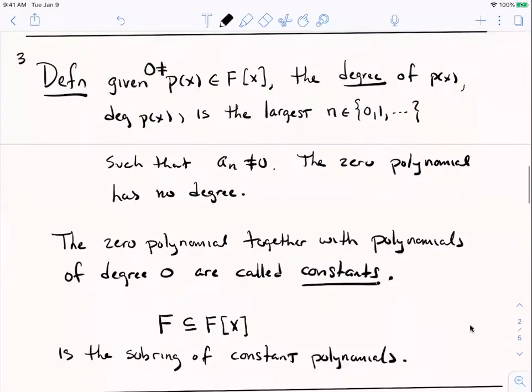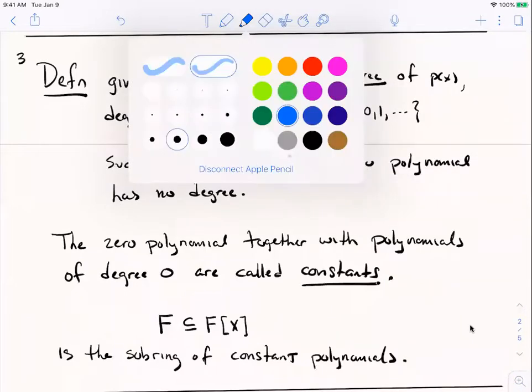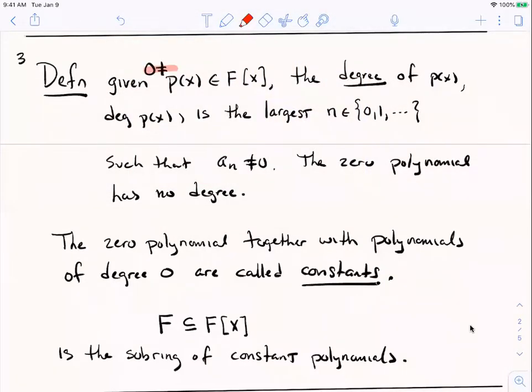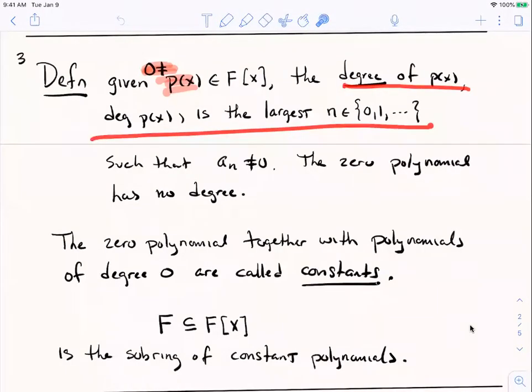So I want to make a definition. Given a non-zero polynomial, I really want to emphasize that. I'm going to emphasize it by highlighting it in some alarming color. A non-zero polynomial. Okay, I define its degree, the degree of a non-zero polynomial. The degree of a non-zero polynomial, well, it's the largest exponent, the largest index n, such that an isn't 0.